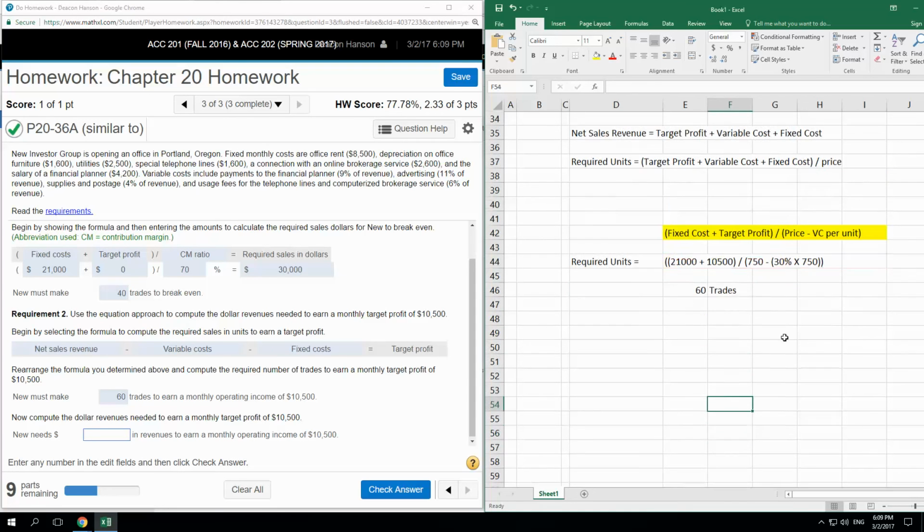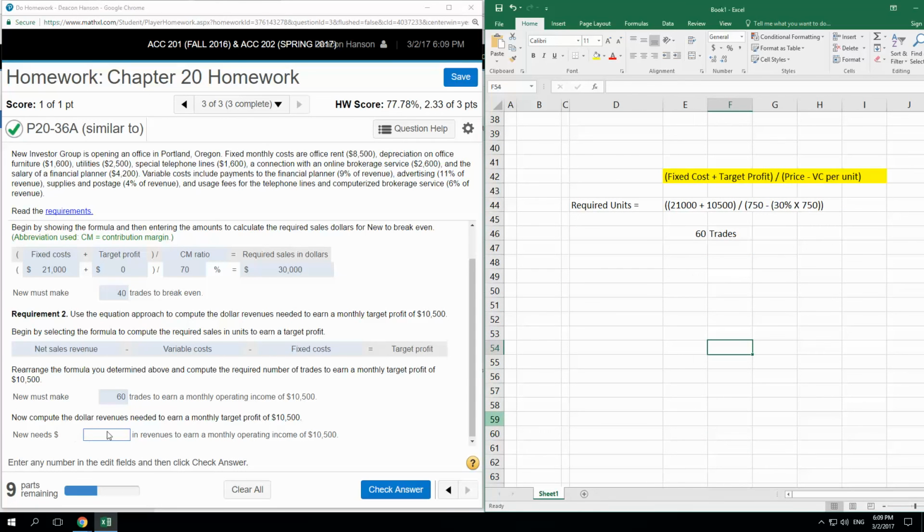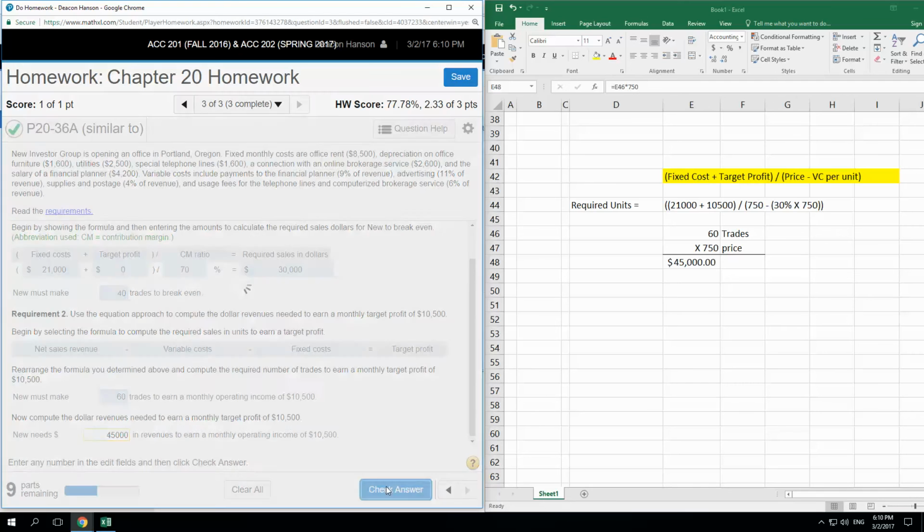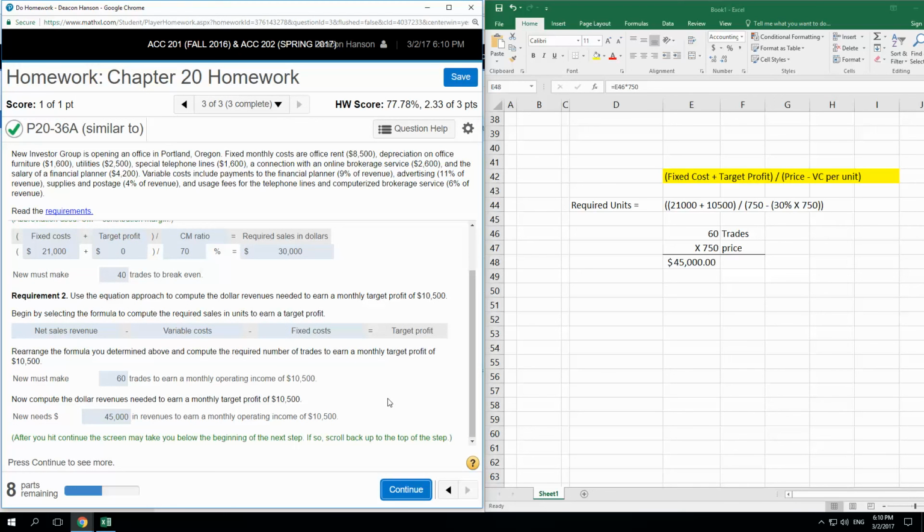So now it's just easy, because it says now compute the dollar revenues needed to earn a monthly target profit of 10,500. All I have to do is multiply the 60 by the $750 price, right? So this problem is really making you think about it from all angles. If I take the 60 trades times $750 per trade, we're going to need 45,000 in revenue to hit the $10,500 target profit.